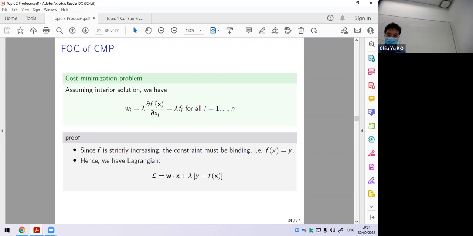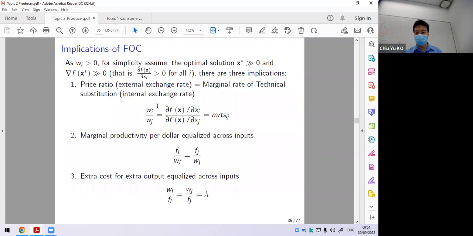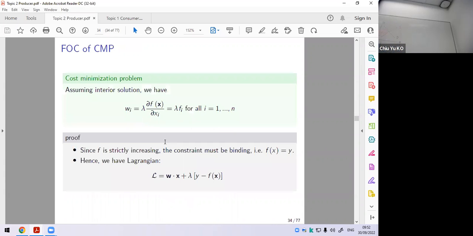If you fail to see this, let's go to this part, which we almost covered. Read the sentence: extra cost of one output. Look at this. Lambda is what you get when you take the total cost with respect to y. So if you change y by one unit, how much does total cost increase? Probably you can see why this is the case.